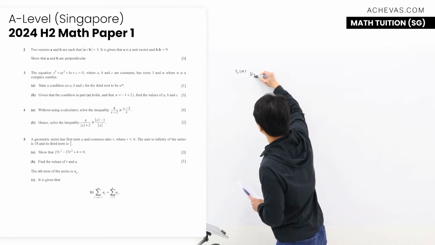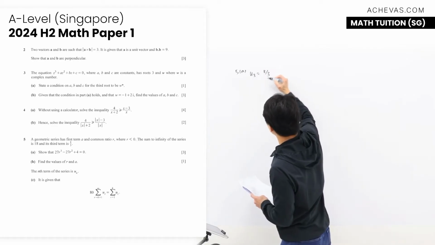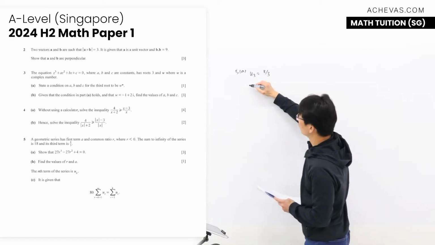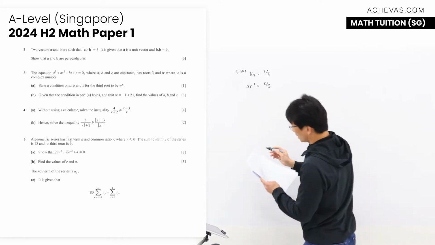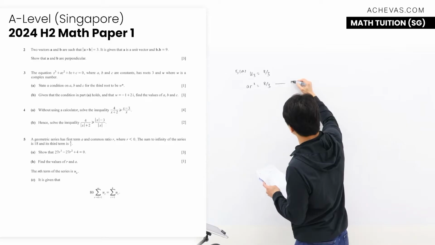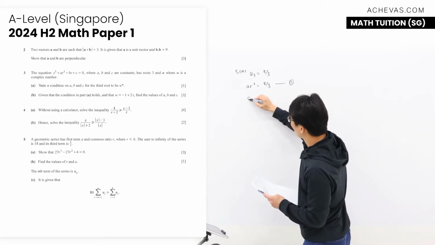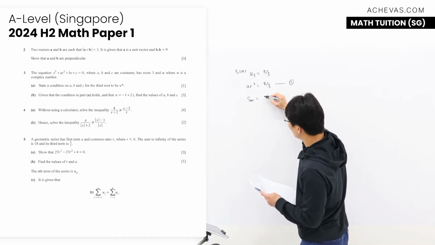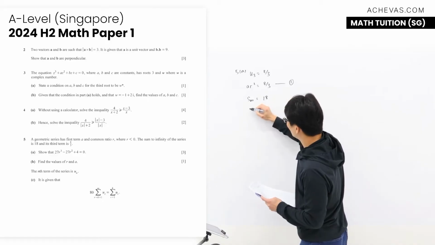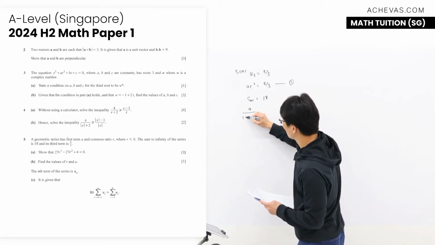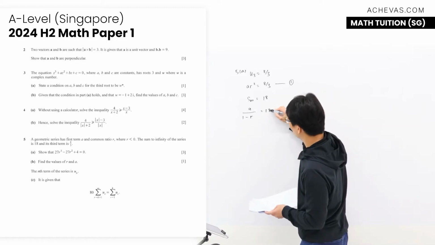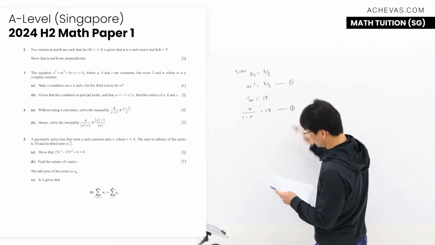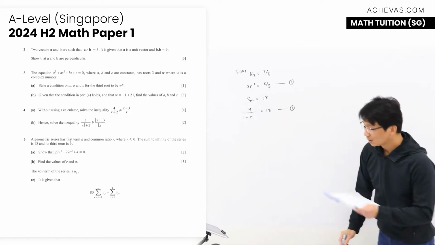We have U3 equal to 8 over 3, and we know that for GP, the general term formula is ar squared equal to 8 over 3. I'm going to call this equation number 1. And the sum to infinity is given to be 18. We know that the formula for sum to infinity of GP is a over 1 minus r, which is 18 here. I'm going to call this equation number 2.